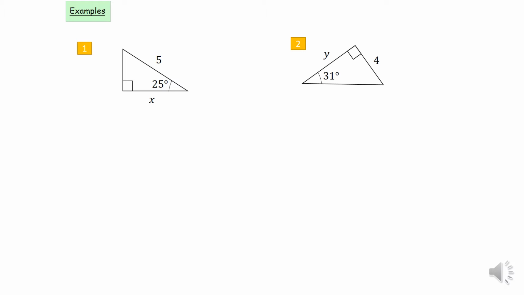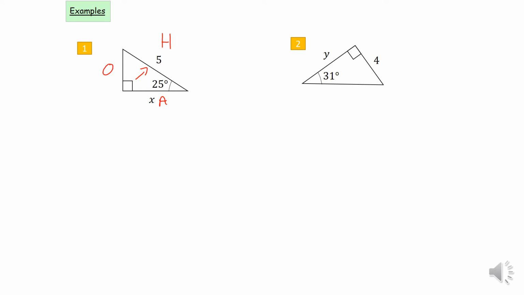So let's first start off by labelling the triangle. This will always be your first step. So the longest side, which is opposite the right angle, will be your hypotenuse. The side that is in between the right angle and the angle given will be your adjacent, and then the side opposite the given angle will always be called the opposite. So that's how we label our triangle.